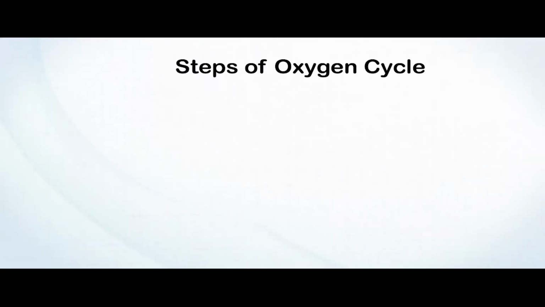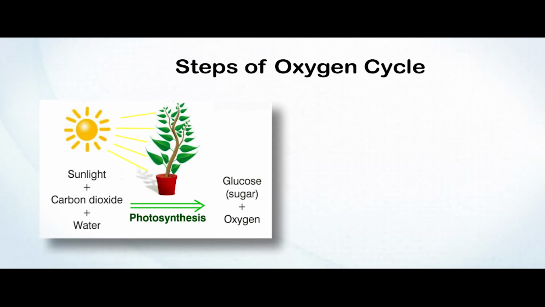First step is photosynthesis. During the day, the plants take energy from the sun, carbon dioxide from the air, and water from the soil to make their food. The oxygen is released into the air as a byproduct of photosynthesis.